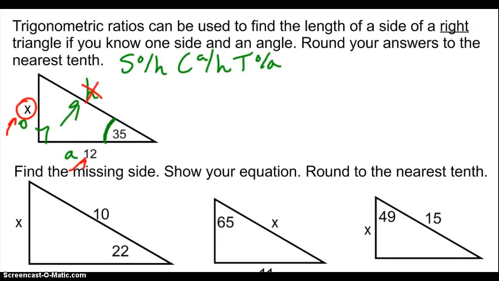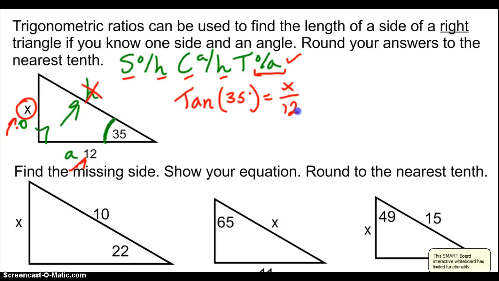Well, we won't use sine because sine has to do with the hypotenuse. We won't use cosine because cosine includes the hypotenuse. We will use tangent because tangent has the opposite side and the adjacent side, which is exactly what we have in this problem. So let's write out the ratio: tangent of 35 degrees equals opposite, which is x, over 12.